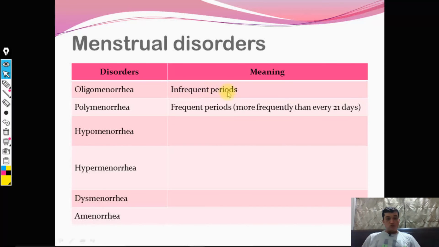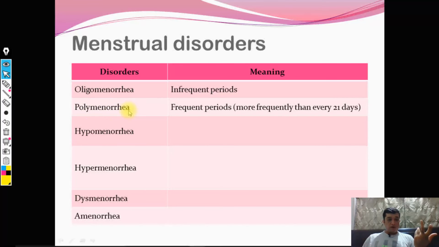So infrequent menstruation periods are referred to as oligomenorrhea. Polymenorrhea refers to frequent periods. In the normal range we consider 21 days; as I told you, we consider an average of 28 days, but the range could be as low as 21 and as high as 39. If the frequency is even more than every 21 days, that means frequent periods are there, then we call it polymenorrhea.